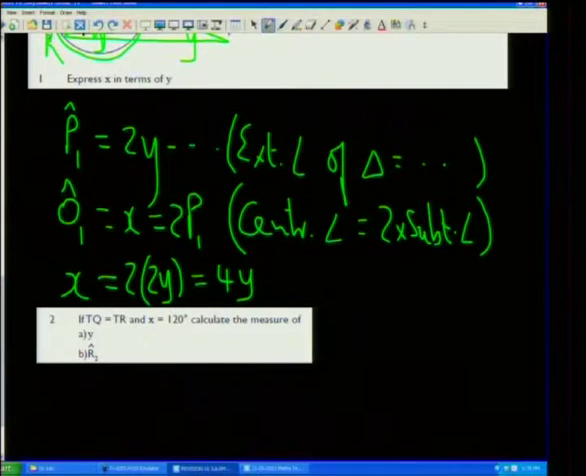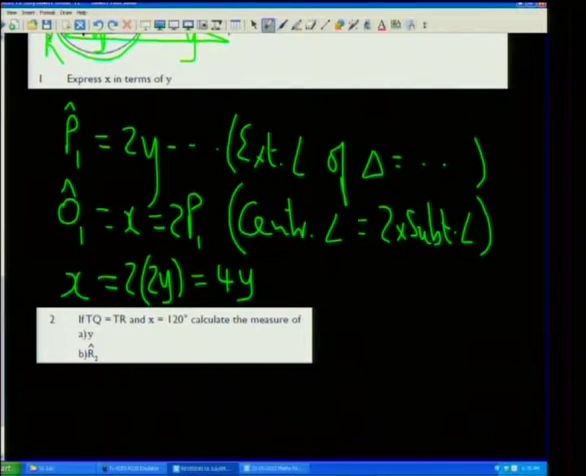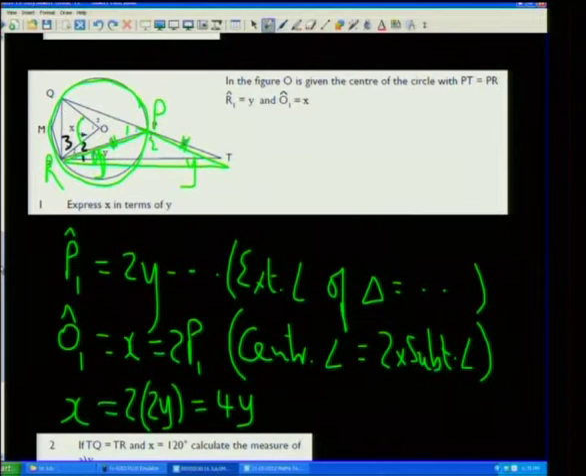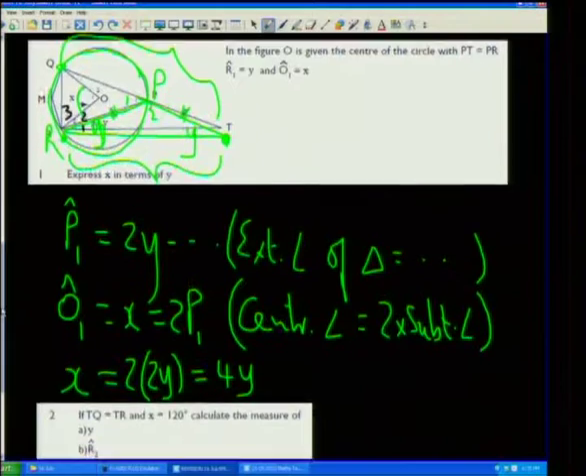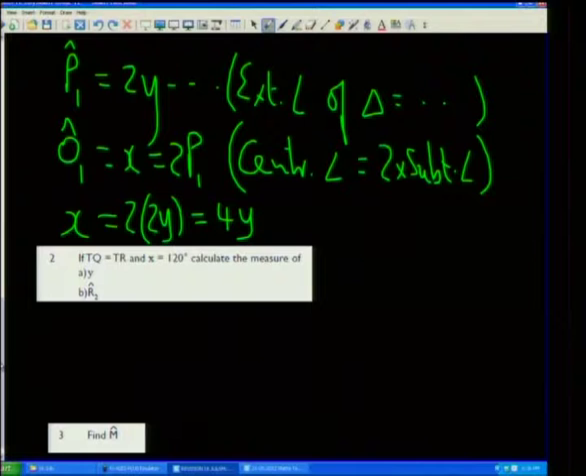If we move to the second question, it says if TQ is equal to TR. So where is TQ, where is TR? From that point to that point is the same as from that point to that one. So in other words, if I just highlight it like that, that is equal to that one. If that is given, and you are also given that the angle x is equal to 120 degrees, calculate the measure of y, and then the second one is R2.